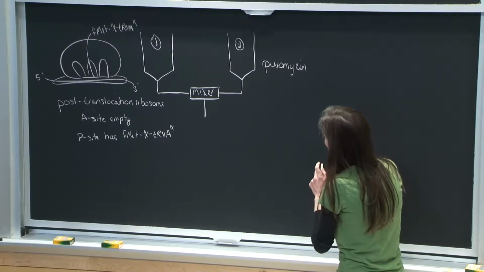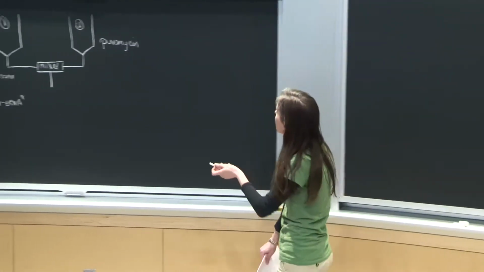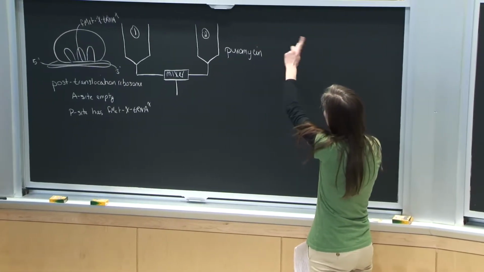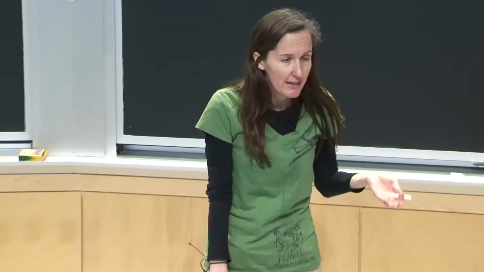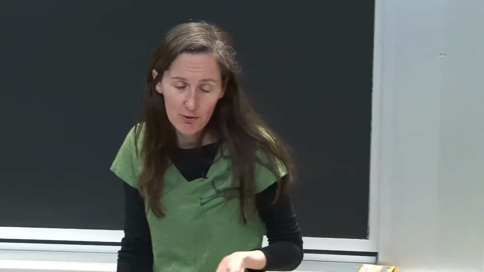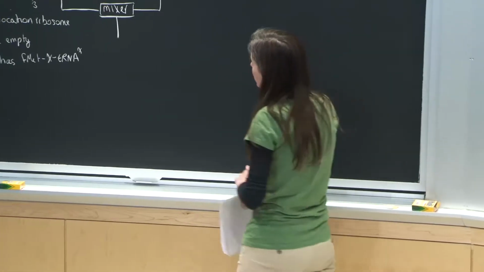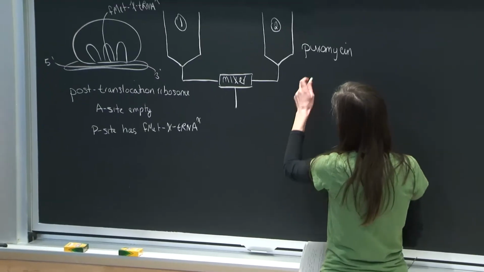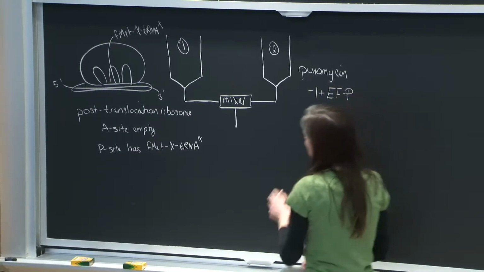And then we want to look at the effect of EF-P. So the idea is, are there differences in peptide bond formation? Is it accelerated in the presence of EF-P, as some of this preliminary data indicated? And if so, is that for all amino acids, or is it specific for certain amino acids, right? So we need to include EF-P. And in these experiments, it was either omitted or included in each syringe.